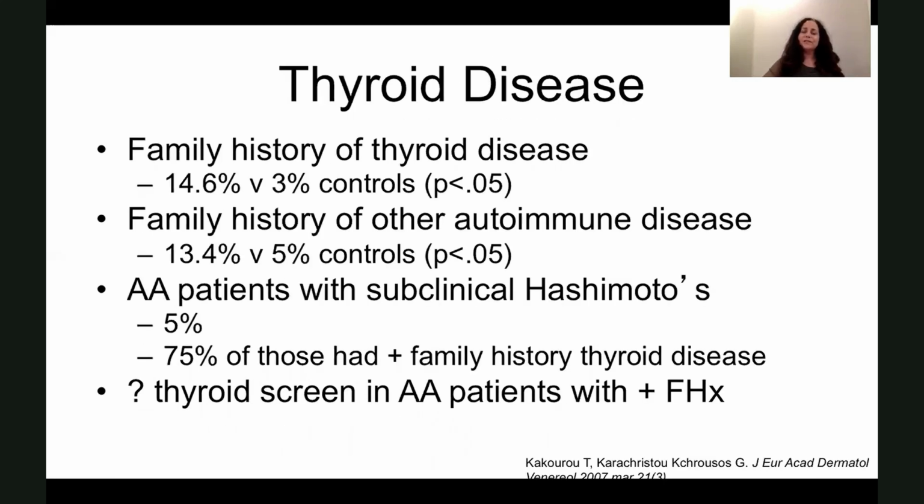One study looked at the family history of thyroid disease in patients with alopecia areata versus controls and did find an increased incidence, and same for other autoimmune diseases as well. They looked at the patients in the study who had subclinical Hashimoto's thyroiditis, and interestingly, about 5% of patients had subclinical Hashimoto's, and of those patients, 75% had a positive family history of thyroid disease.